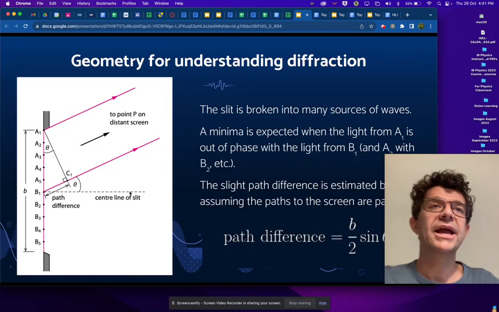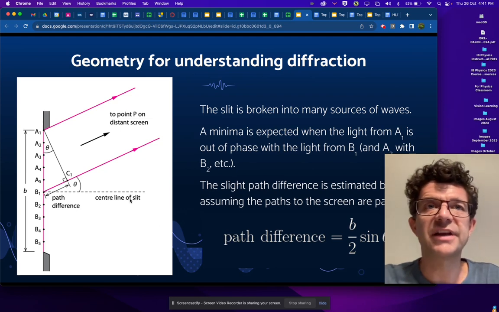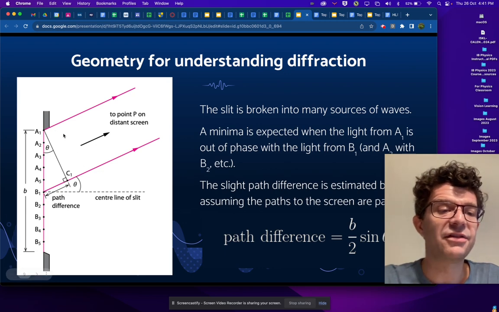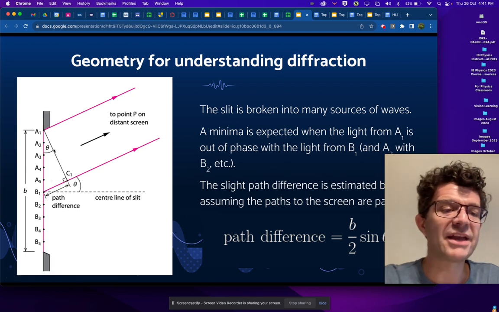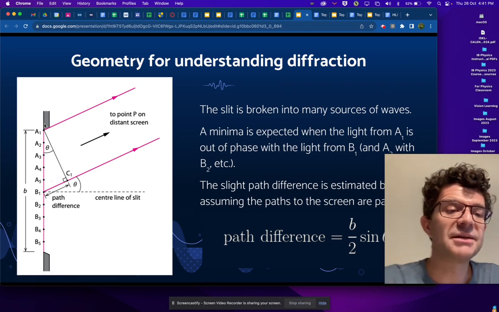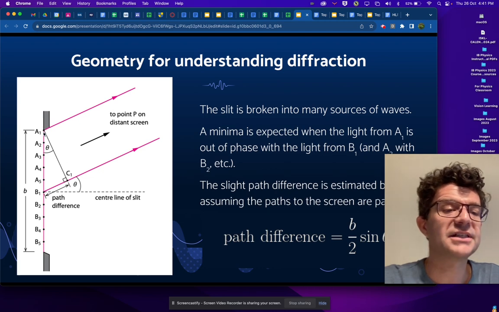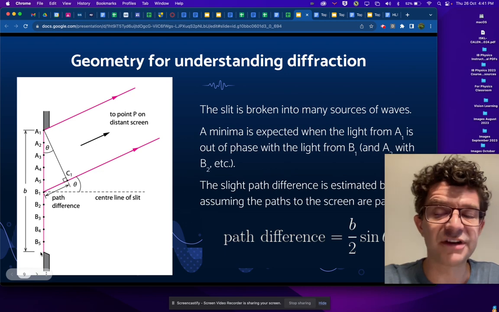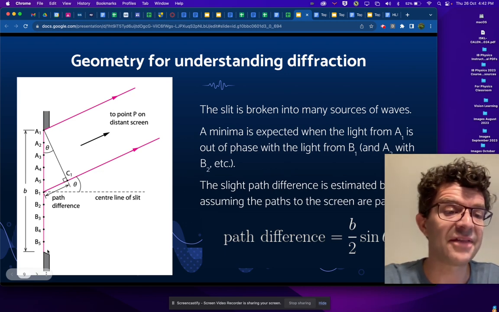To understand why at that point we might get destructive interference that leads to there being no light at that point, we're going to break the slit into an even number of different wavelet sources. Here the choice has been made to break it into 10. We're going to label the ones on the top of the slit 1, 2, 3, 4, 5 with the letter A, and the ones on the bottom half 1, 2, 3, 4, 5 with the letter B. There's an equal number of sources in the top half and the bottom half. You could do 1,000 different sources if you wanted to and still understand this.